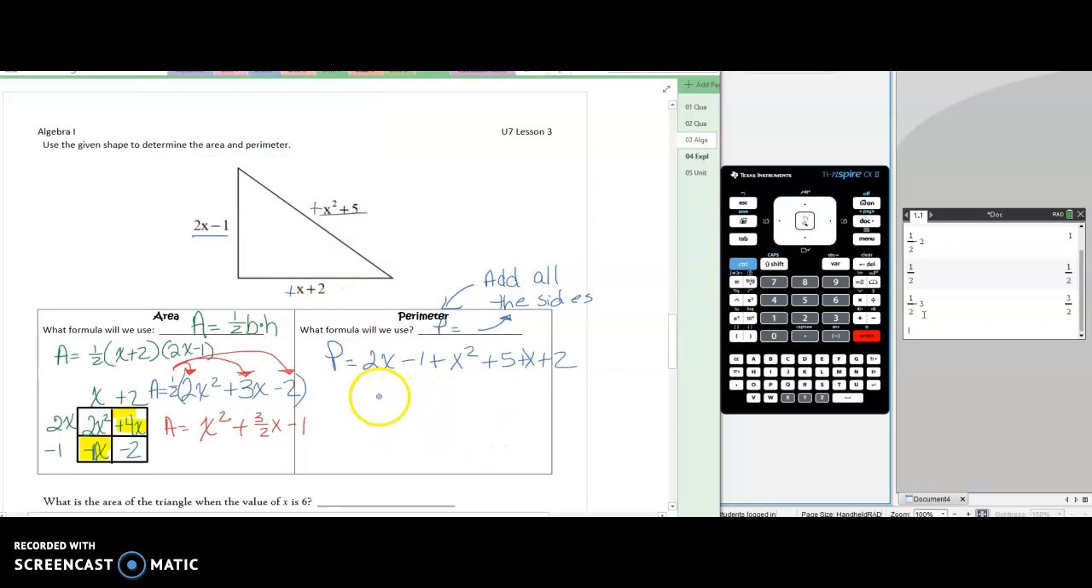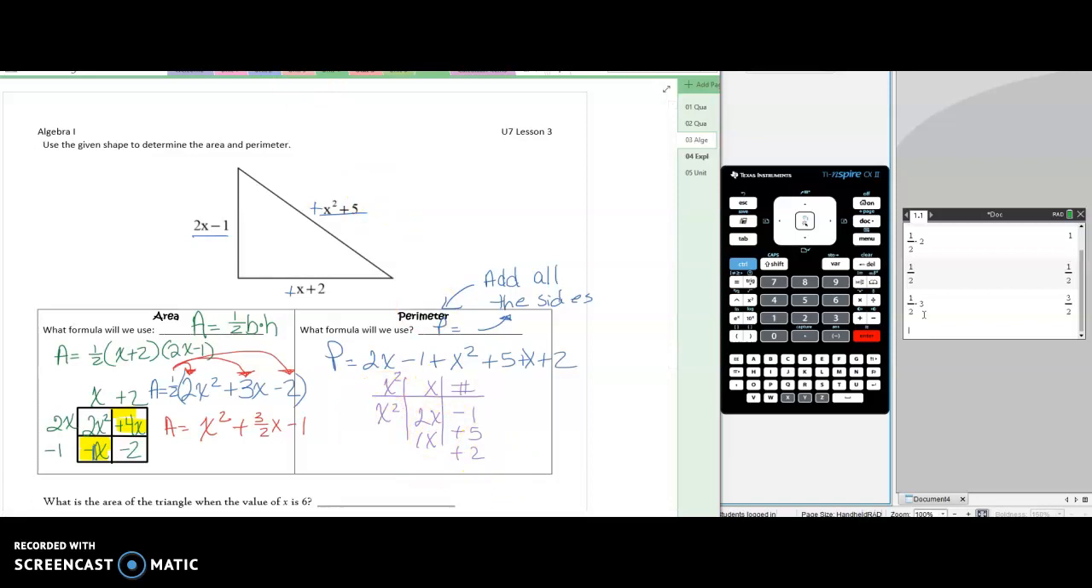Let's put some columns here, because I have different types of terms. I have x squareds, I have x's, and I have numbers. And we're just adding terms. So I have a 2x that goes under my x column. I have a negative 1 that goes under my numbers column. I have an x squared that goes under my x squareds column. I have a plus 5 that goes under my numbers column. I have a positive x, that's a 1x. I'm just going to go ahead and put that 1 there, so don't forget that. And then I have a plus 2. I'm going to put that right here under my numbers column.